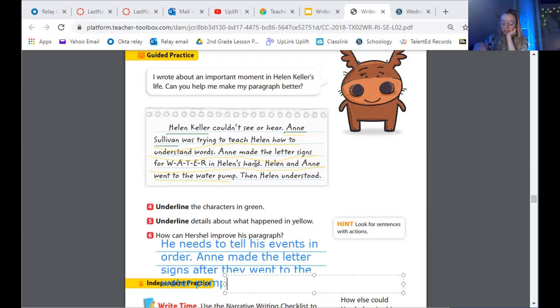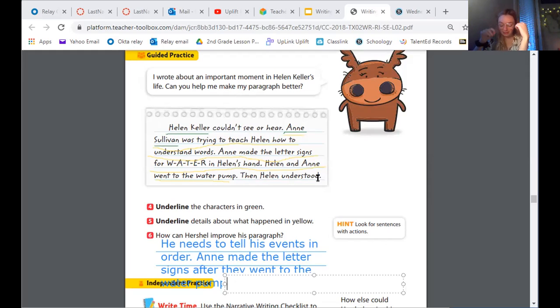Okay, my next and last question for you is, how could Herschel improve his ending? Because we see he has the beginning where he introduces the characters. He has the middle where he gives us details about what happened. And this last sentence would be his ending. Then Helen understood, but I kind of want some more, you know? How could he improve his ending?